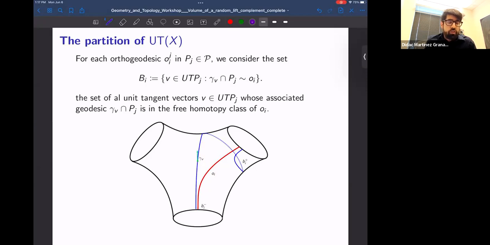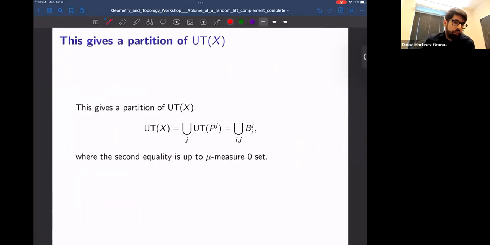So for every orthogeodesic, we look at the points in the unit tangent bundle, so that if you look at the geodesic generated by that point in the unit tangent bundle, that geodesic is in the homotopy class of a given orthogeodesic. So you fix the orthogeodesic O sub i, say, and then define the set B_i to be, well, here's v, say, a point in the unit tangent bundle. You look at the generating geodesic in the unit tangent bundle by flowing forward and flowing backward. That gives you a geodesic in this corresponding pair of pants. And this geodesic is in the homotopy class of this orthogeodesic. So this tells you that this point v is in the set B_i. Okay. And it turns out that these sets B_i partition the unit tangent bundle, at least up to a set of zero measure.